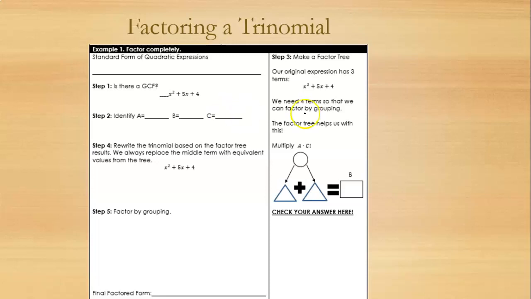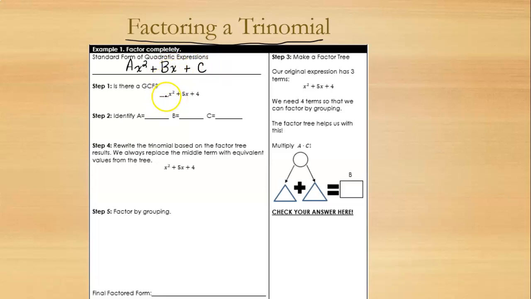If I want to factor a trinomial, I want to look at something like the standard form. The standard form of a quadratic expression is ax squared plus bx plus c, where we have a number with an x squared plus a number with an x plus a constant. By the way, you should have a new topic on factoring a trinomial where you're writing these notes.